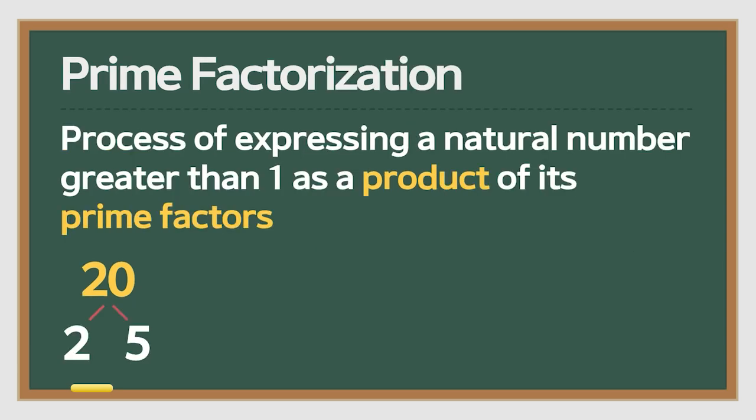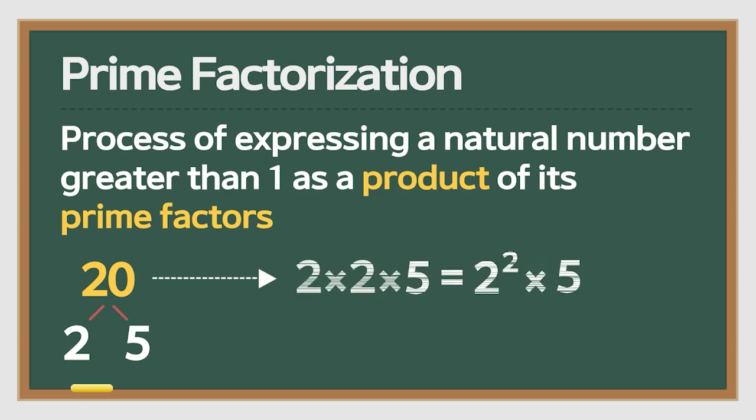Now, what is prime factorization? It's the process of expressing a natural number greater than 1 as a product of its prime factors. Going back to our example, we can write 20 as 2 times 2 times 5. Since 2 is repeated twice, we can use the exponents we learned and write it as 2 squared times 5. This is the unique mathematical DNA of the number 20.